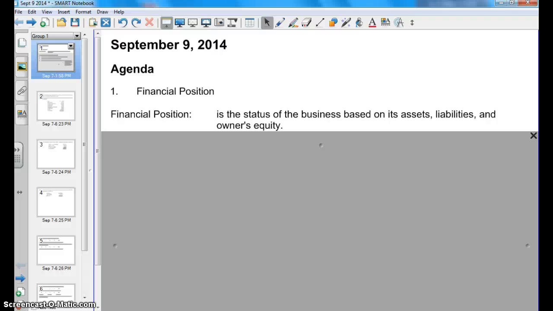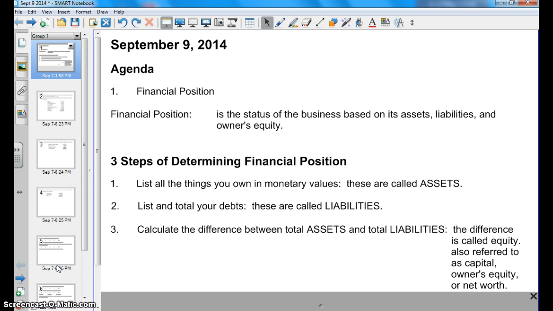Okay, class, this lesson is on financial position. This is section 2.1 of chapter 2. From the textbook, financial position is defined as the status of the business based on its assets, liabilities, and owner's equity. There are three steps of determining financial position.